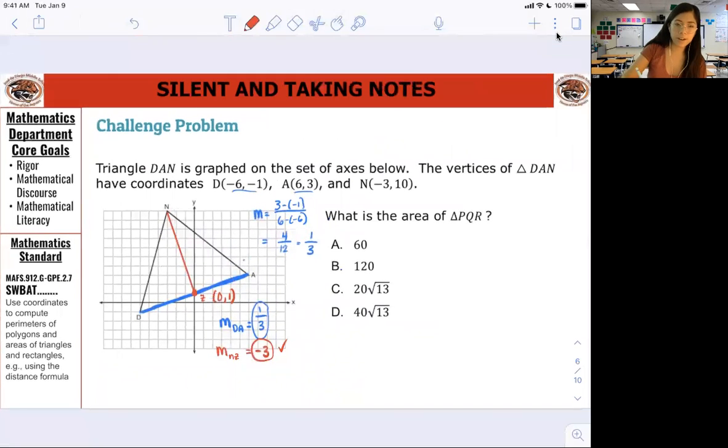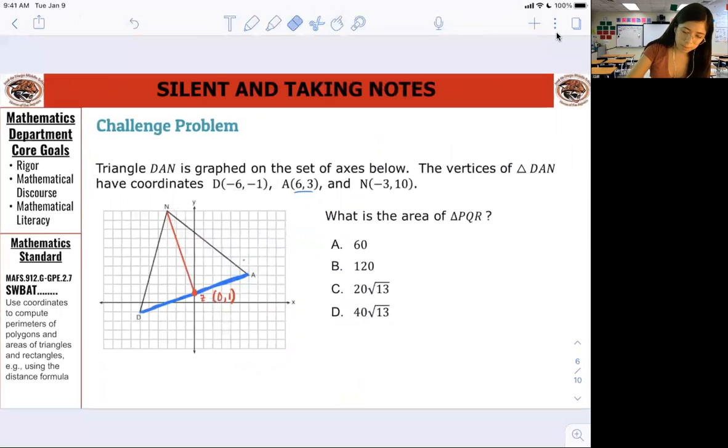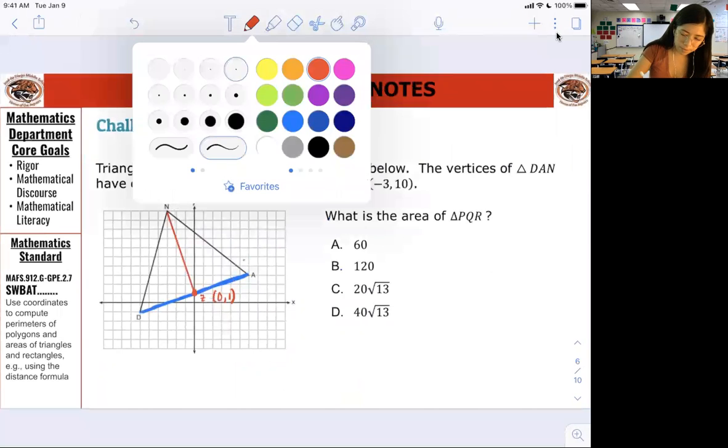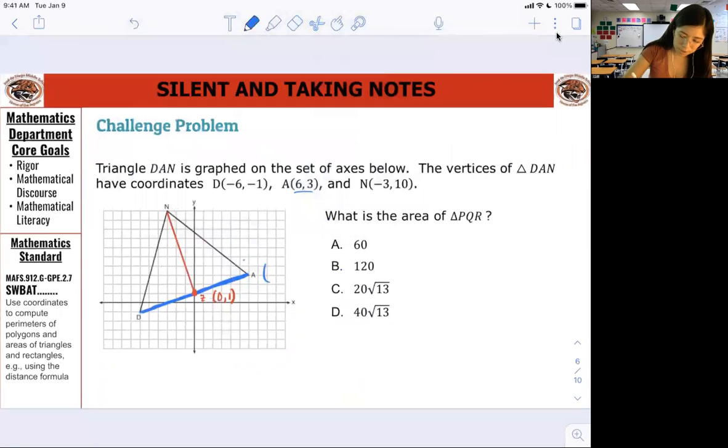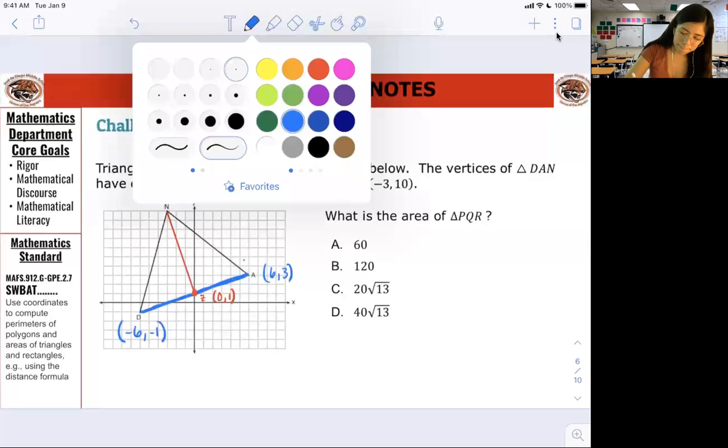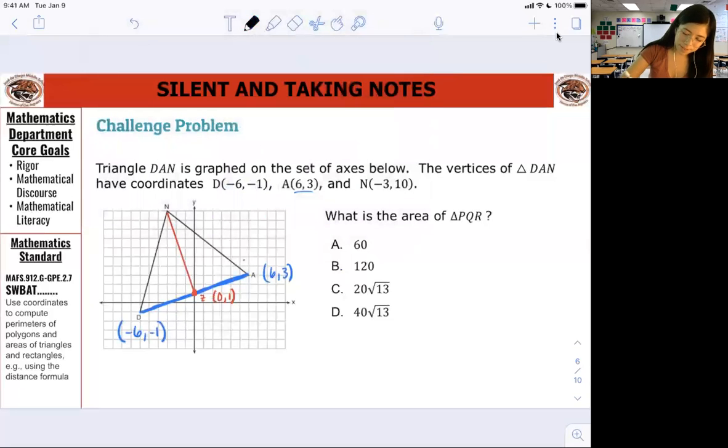Now we can calculate all the distances and then be able to get the area. So again, this is for you guys to try on your own. Let me label my points so that we have them in front of us. Go ahead and measure the distance of the base, the distance of the height, and then the area. Why can't it just be straight? Because that would be too easy.